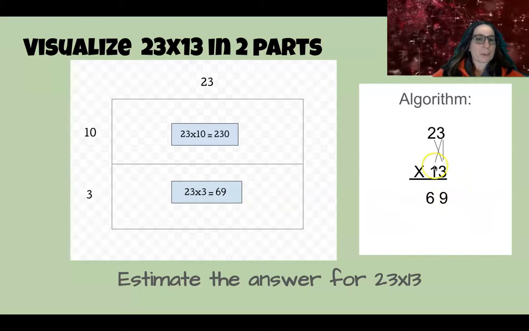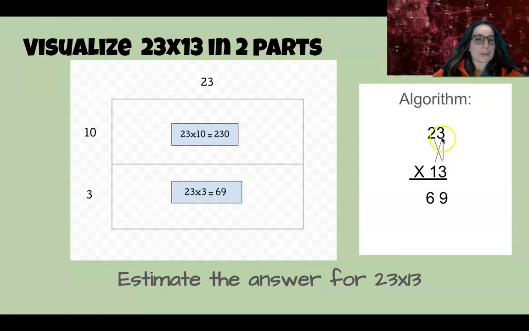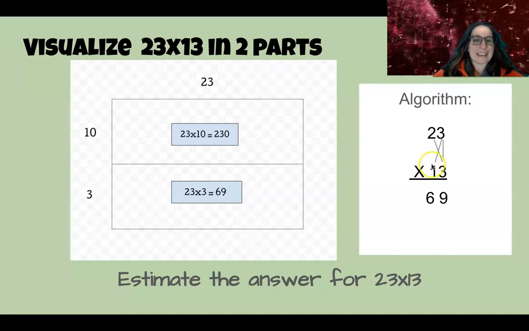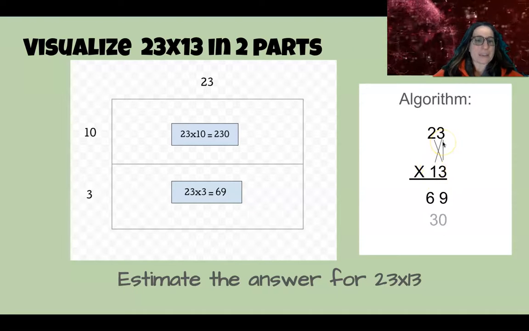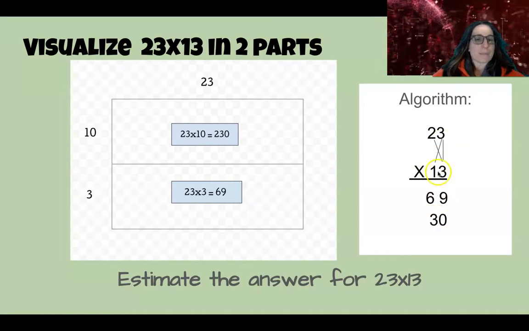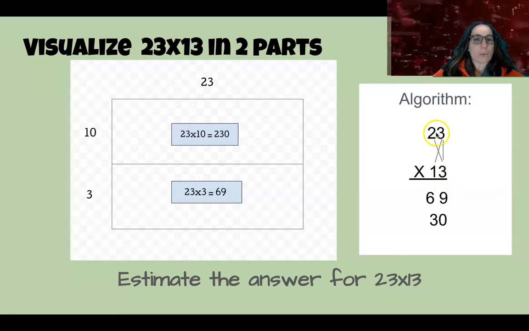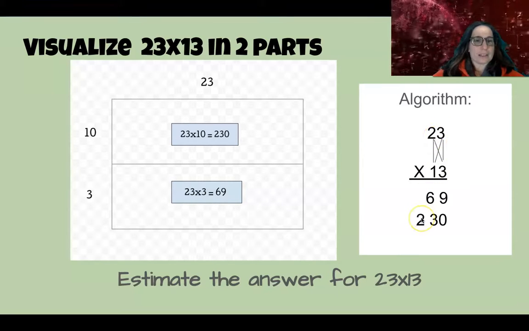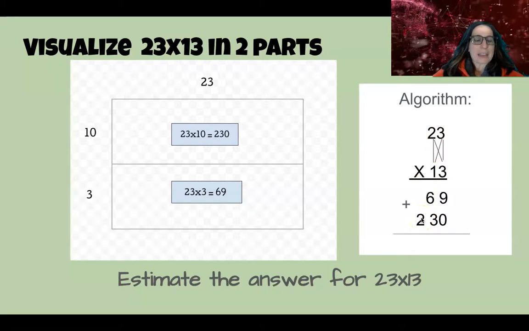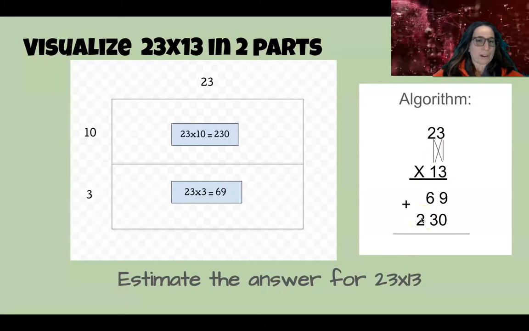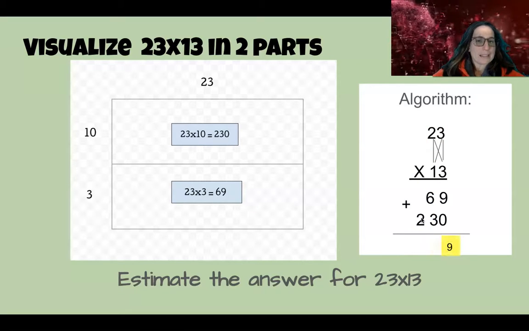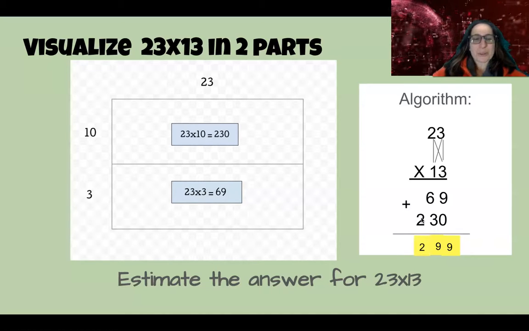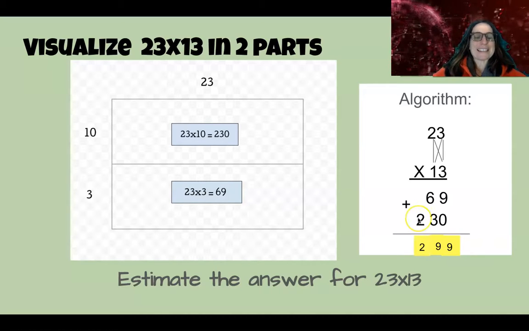Okay, now we're going to multiply 1 times 3. 1 times 3, but that's not just a 1, that's a 10. So it's 10 times 3, which is equal to 30. And then 10 times 20 for a product of 200. And you got that right. We're going to add those 2 up just like before. And we're going to get 9 ones, 9 tens, and 200s for a total product of 299.